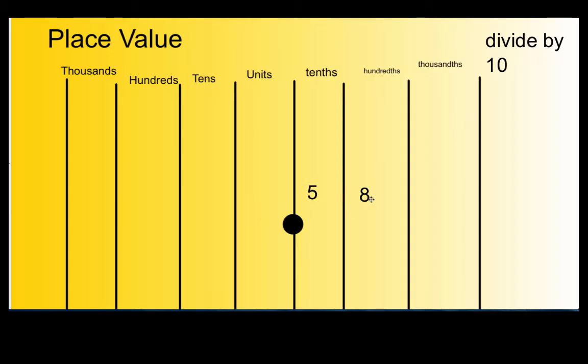0.58, or 5 tenths and 8 hundredths. You just look at it up here, you correlate it to this up here, 5 tenths and 8 hundredths. You can put a 0 here or not, it doesn't matter. Either way, it's 0 units, 5 tenths and 8 hundredths.